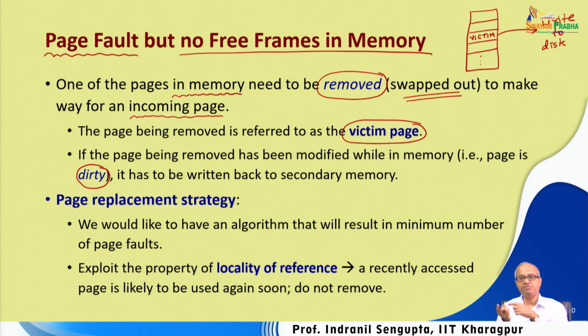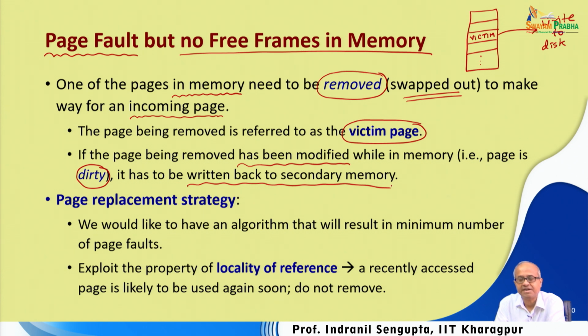So, during this page removal, you may incur either one or two disk accesses. The requested page has to be brought in anyway. The page which is going out may or may not be required to be written into disk, secondary memory. Okay. So, that is what is mentioned here. If the page being removed has been modified while we are using it in memory, then while you are removing it, it has to be written back to secondary memory.